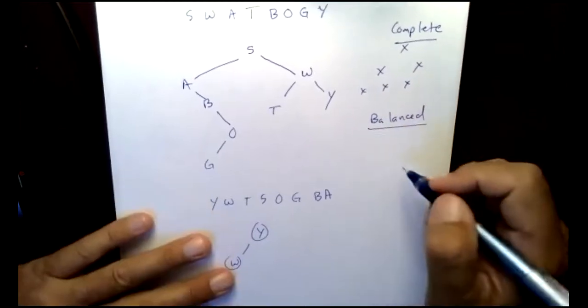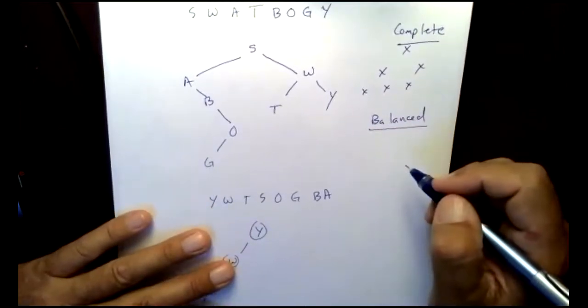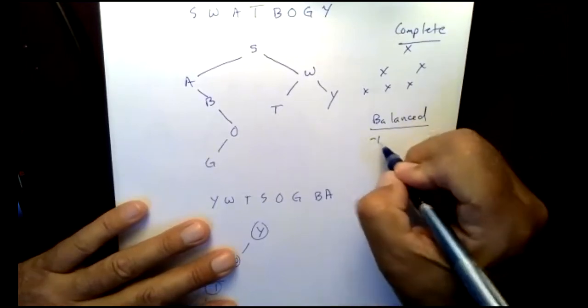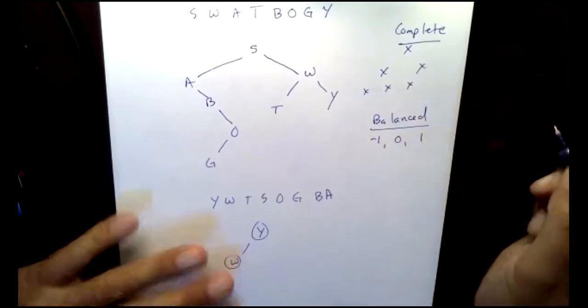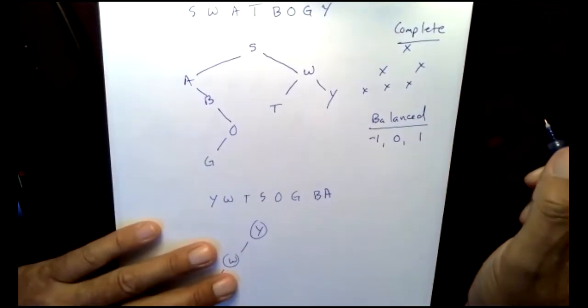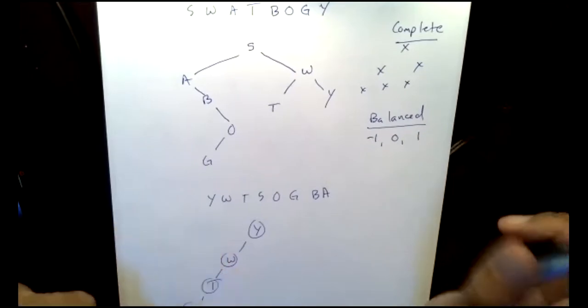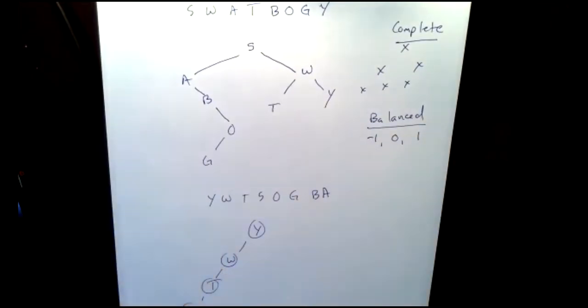Does anybody remember what the definition of a balanced tree was? I'll give you a hint. Negative 1, 0, or 1. If I took, go ahead, Galen. So isn't that one like both sides are equal and like branch, like? Give me a little more than sides. The branches aren't extending past each other. The subtrees. Yeah. The subtrees, okay?